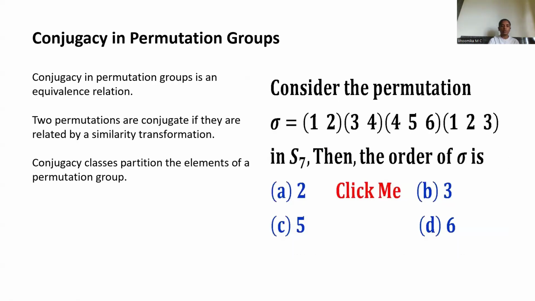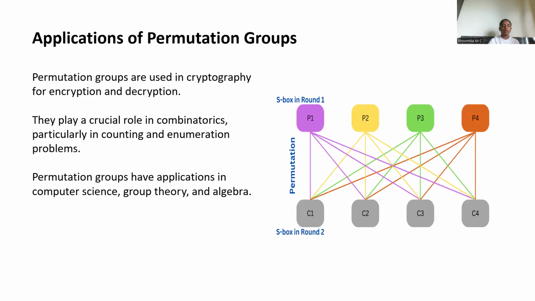Conjugacy in permutation groups. Conjugacy in a permutation group is an equivalence relation. Two permutations are conjugate if they are related by a similarity transformation. Conjugacy classes partition the elements of a permutation group.